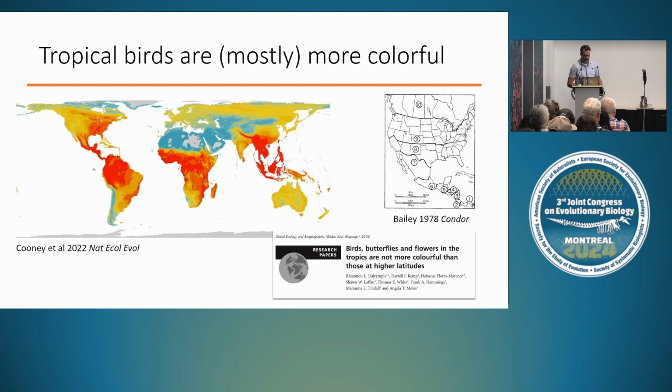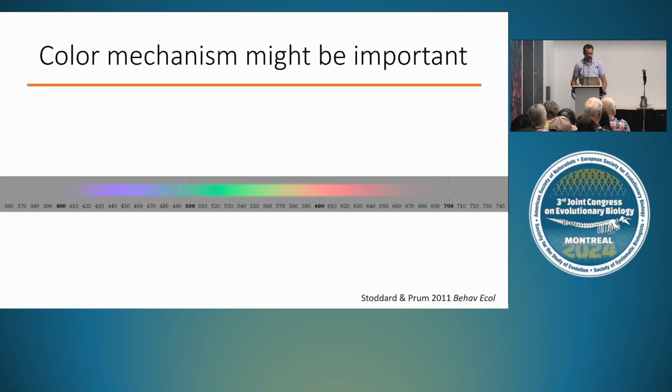So for example, the study in the 70s by Bailey showed that in North American birds only, there was a gradient in different forms of coloration, specifically iridescent coloration. And I'll show you what this looks like in a second. So that's kind of the idea of this talk here and of this study, is that color mechanism might be important in understanding diversity gradients.